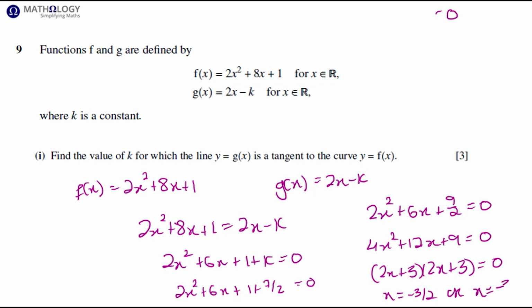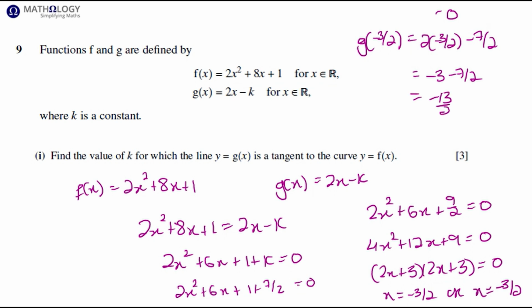And it shouldn't be surprising we only have one x value here, because this is the x coordinate of the point of intersection between the straight line, the tangent, and the curve f of x. So the y value, so g of minus 3 over 2 equals 2 times minus 3 over 2 minus 7 over 2. So it's going to be minus 3 minus 7 over 2, which will be minus 13 over 2. So the point of contact between the tangent and the curve is the point minus 3 over 2, minus 13 over 2. We're doing all of this just to illustrate the solution graphically.